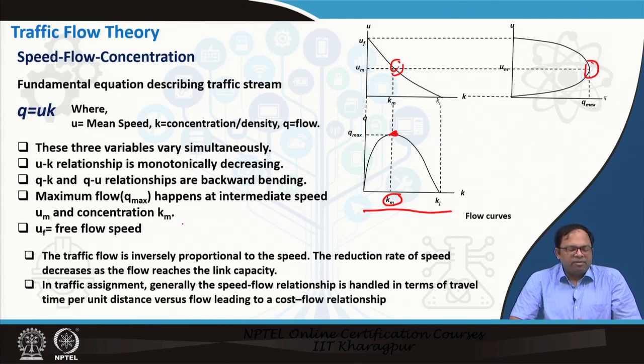So we can see that the traffic flow is inversely proportional to speed. The reduction rate of speed decreases as the flow reaches the link capacity. In traffic assignment, generally the speed-flow relationship is handled in terms of travel time per unit distance versus flow, and this we call a cost-flow relationship. That means instead of speed, we take the travel time per unit distance, and instead of speed versus flow, we take travel time versus flow. Because travel time is a form of cost, we call it the cost-flow relationship. So this is the fundamental equation that we will use in assignment.